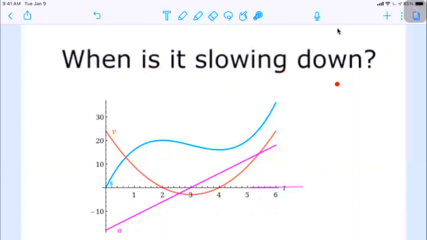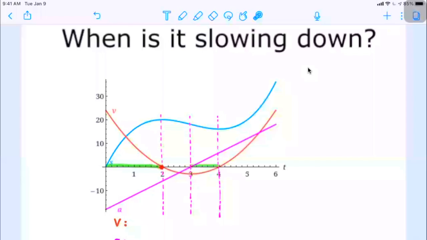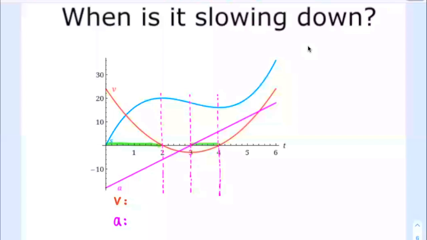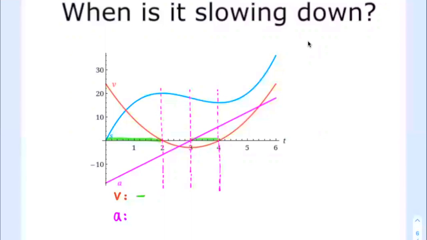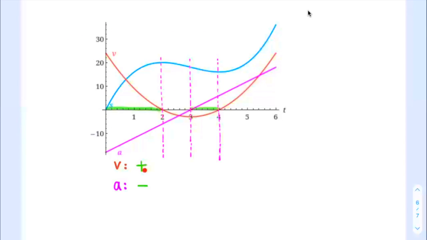When is the particle slowing down? We see that when t is between 0 and 2 seconds, the velocity is above the t-axis, and it is positive. The acceleration is below this t-axis, and it is negative. Velocity and acceleration have opposite signs, so they're pointing in opposite directions, so the particle will be slowing down.